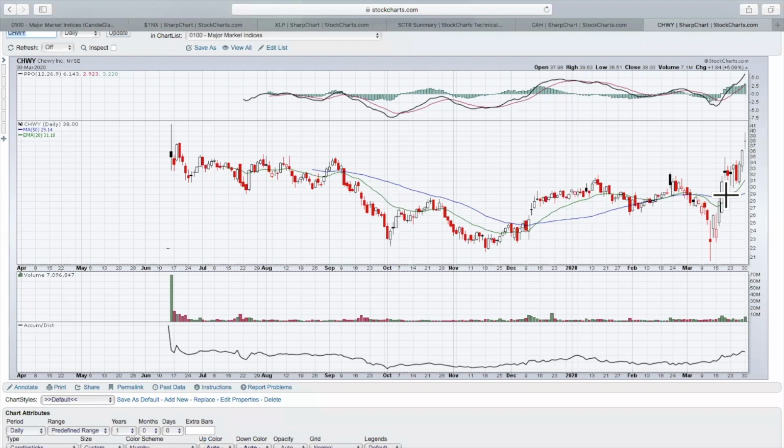Upgrades, downgrades. Apache upgraded, Dollar General upgraded, Oracle upgraded, Sirius Satellite upgraded. Downgrades: Coupa Software, Honeywell, ITW, LYV, which is Live Nation, Synaptics, Teladoc, all downgraded.